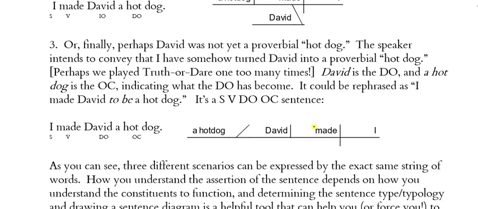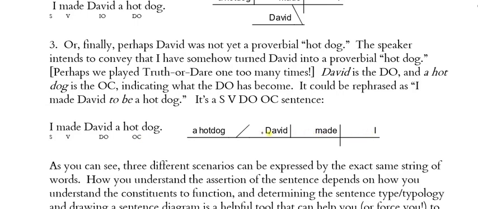Number 3. Finally, perhaps David was not yet a proverbial hot dog. The speaker intends to convey that I somehow turned David into a proverbial hot dog. Perhaps we played truth or dare one too many times. In this sort of a scenario, David is the direct object, and a hot dog is the object complement indicating what the direct object David has become. It could be rephrased as, I made David to be a hot dog. And this is a subject, verb, direct object, object complement type of sentence. So I made David, direct object, and what David becomes is a hot dog. I made David be a hot dog.